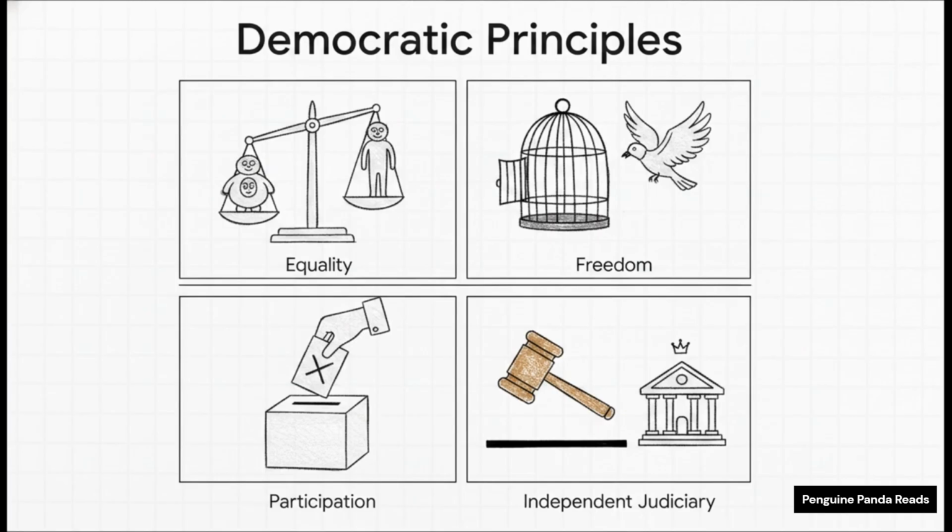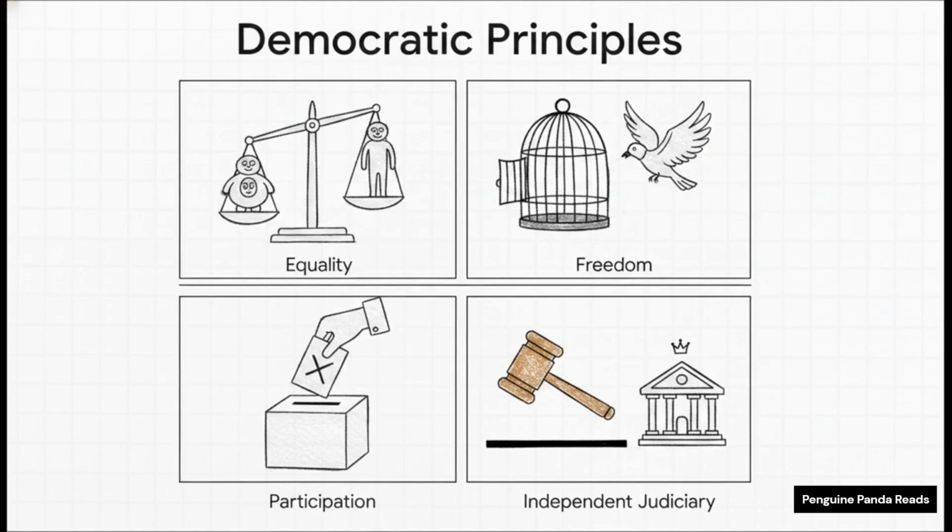Equality, meaning everyone has equal access and faces the exact same laws. Freedom, allowing citizens to express opinions without fear of retaliation. Representative participation, meaning every adult has the right to vote, which we call universal adult franchise. And crucially, an independent judiciary to ensure the government itself follows the law.